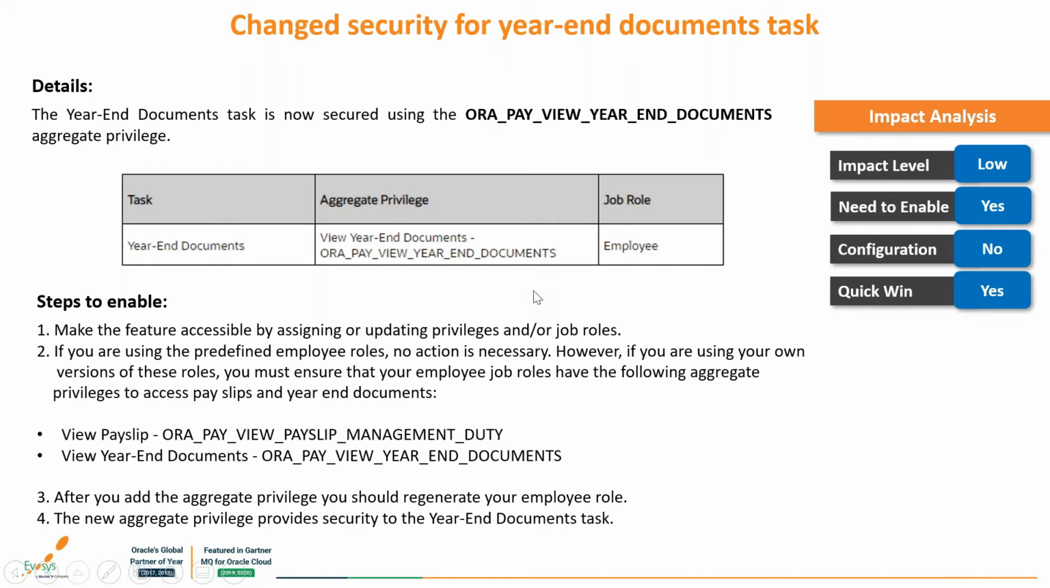So in case you are using a seeded employee role, no change will be required. Employees will continue to view the year-end documents task. But obviously, if you're using custom roles, we would need to ensure that we add the aggregate privilege in the employee role for them to continue viewing their P60s and P45s.